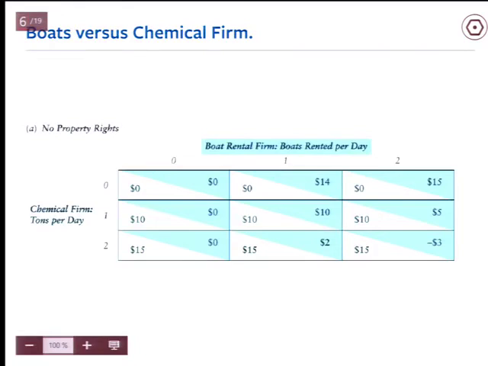This is your first payoff table. A payoff table works pretty simply. I'll show you how these payoff tables work. They're a really neat way of looking at the world. So the setting I want you to think about is boats versus a chemical firm. Think of a lake. This example is from Perloff because I really like it.